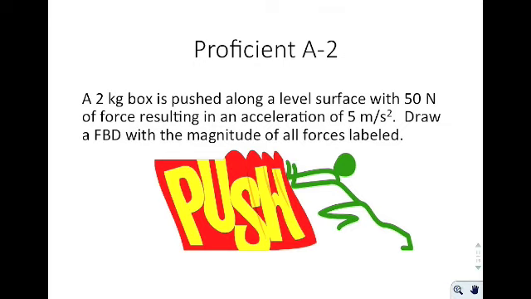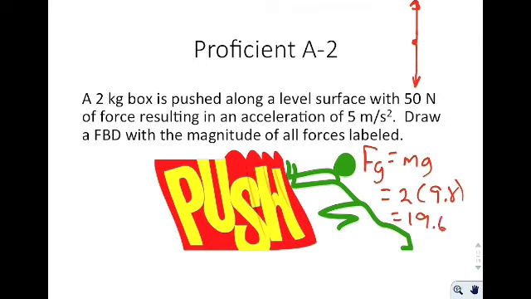Next, we have the proficient level question. It says a 2 kilogram box is pushed along a level surface with a force of 50 newtons, resulting in an acceleration of 5 meters per second squared. Draw a free body diagram with the magnitude of all forces labeled. So I'm going to have my free body diagram up here because I'm going to have to do some math. I know there's going to be a force up. I know there's going to be a force down because it's a box on a level surface. So I'm going to start off by calculating the weight of this particular box. Fg is equal to mg, or 2 times 9.8, which is going to give me a gravitational force of 19.6.